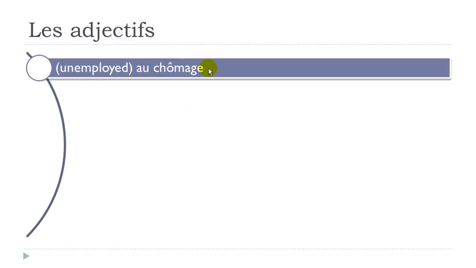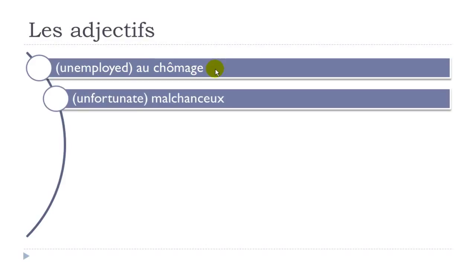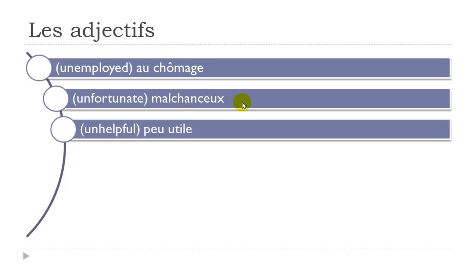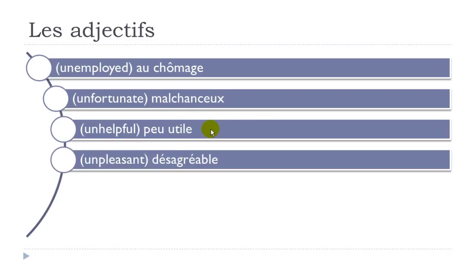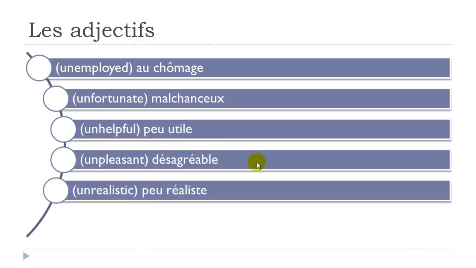Au chômage. Remember, CH together, ch, chaud, chômage, au chômage. Malchanceux, final X not pronounced, C-E-U, ce, malchanceux. Peu utile, final E not pronounced, peu utile. Désagréable, final E not pronounced, bl at the end. Désagréable. Peu réaliste. Don't insist on the final E. Peu réaliste.